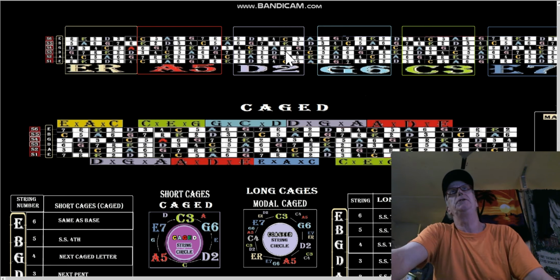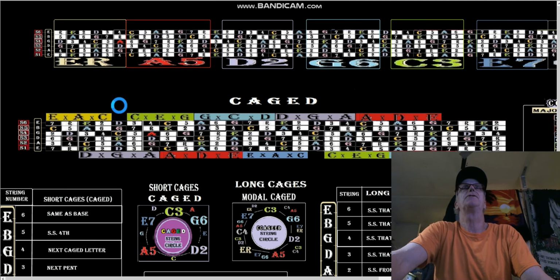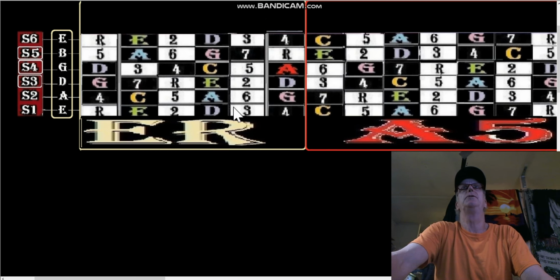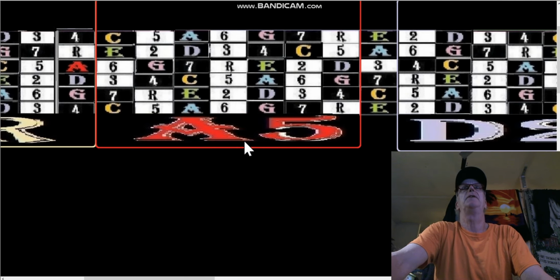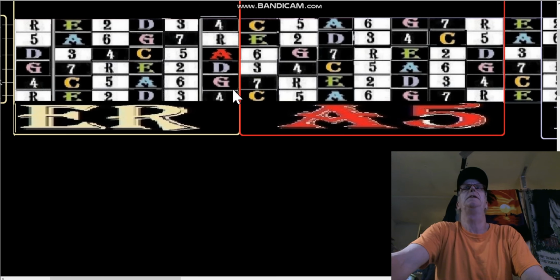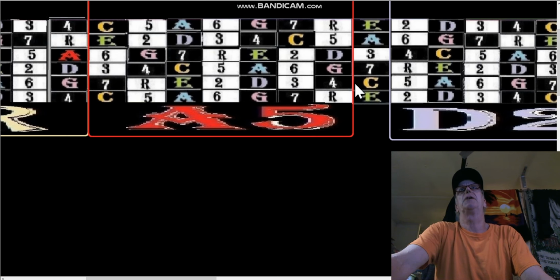Okay, so we're going to do the long patterns now, and we're going to find out the rules for the long patterns. So let's look at that. What are our long patterns? We have E root, root 2, 3. We have A5, 5, 6, 7. Now, why is it not cover 4? Well, in the box we have the 4 covered. So 5, 6, 7 in the box we have the root covered.